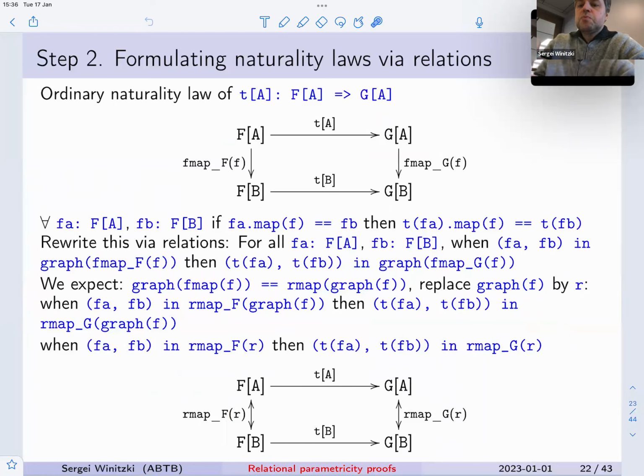So up to this point, we just wrote relationally the same naturality law as before. Now it tells us how we can generalize that naturality law, and why we put here the lifted relations. So this gives us a motivation of why it makes sense to start considering these sorts of laws for relations.